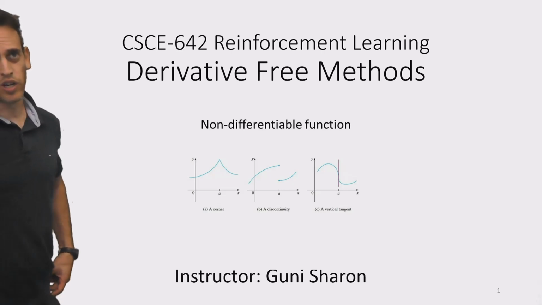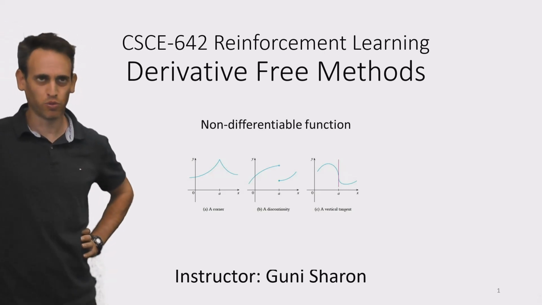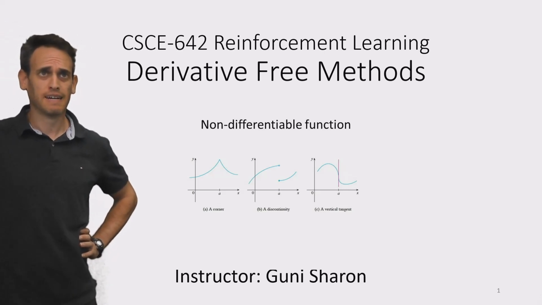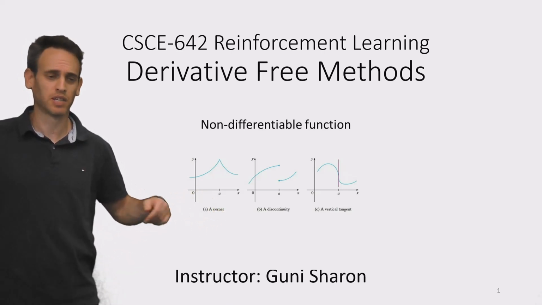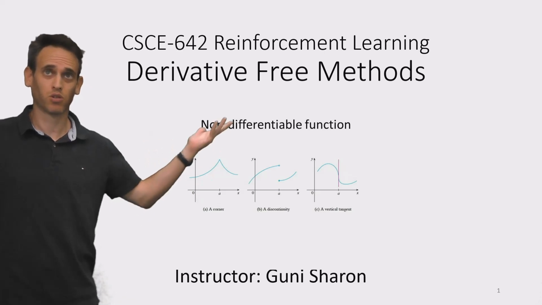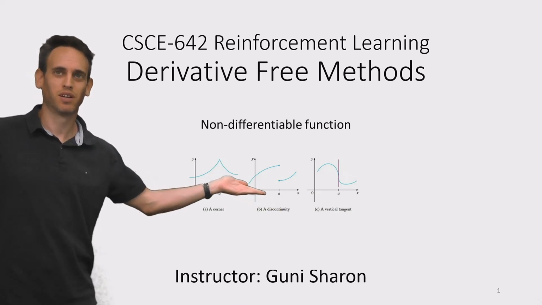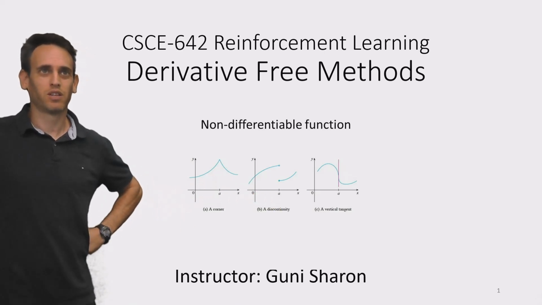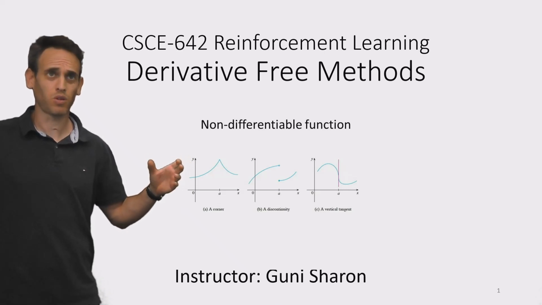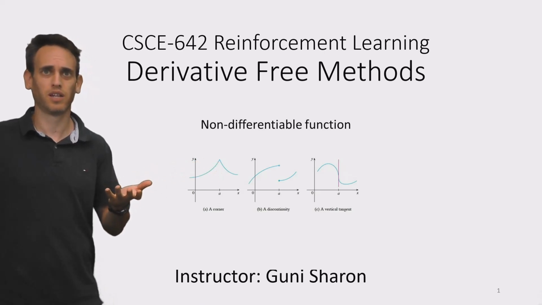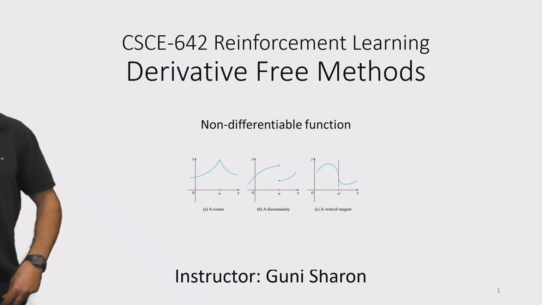Okay, next on our agenda is derivative-free methods. These are especially relevant for what's called black box optimization. So for instance, if we assume that our policy function that we would like to optimize is non-differentiable, so we cannot compute its derivative, or that it's a black box and we don't know how that function works, we can just observe the input and output. So we'll discuss those derivative-free methods for black box optimization.